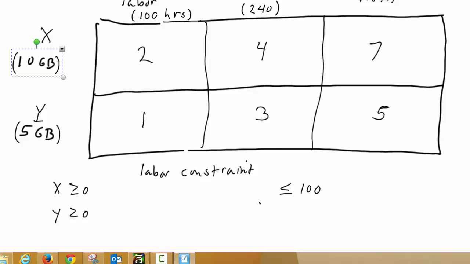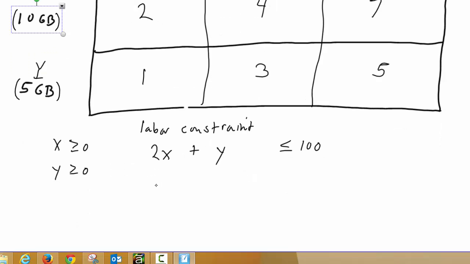So what appears on the left-hand side? Well, suppose we're going to make X 10 gigabyte models. Each one of those requires 2 hours of labor time. So if we're going to make X of them, how many hours of labor time are we going to use? Well, 2 times X. Think, for example, suppose we make 50 of them. If we make 50 of them, and each one requires 2 hours, that total together requires 100 hours. So we just multiply them. And same thing for Y, each one requires 1 hour. So we just write it like this. So that's our labor constraint.